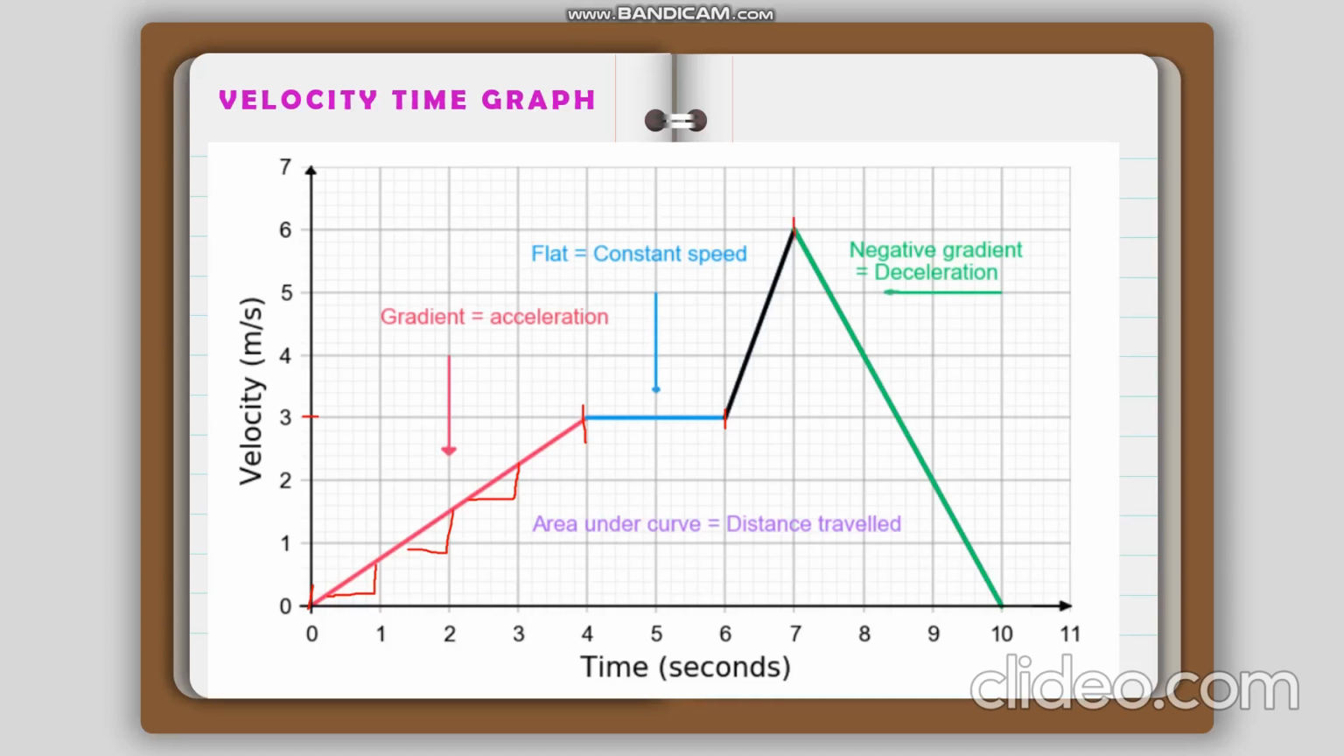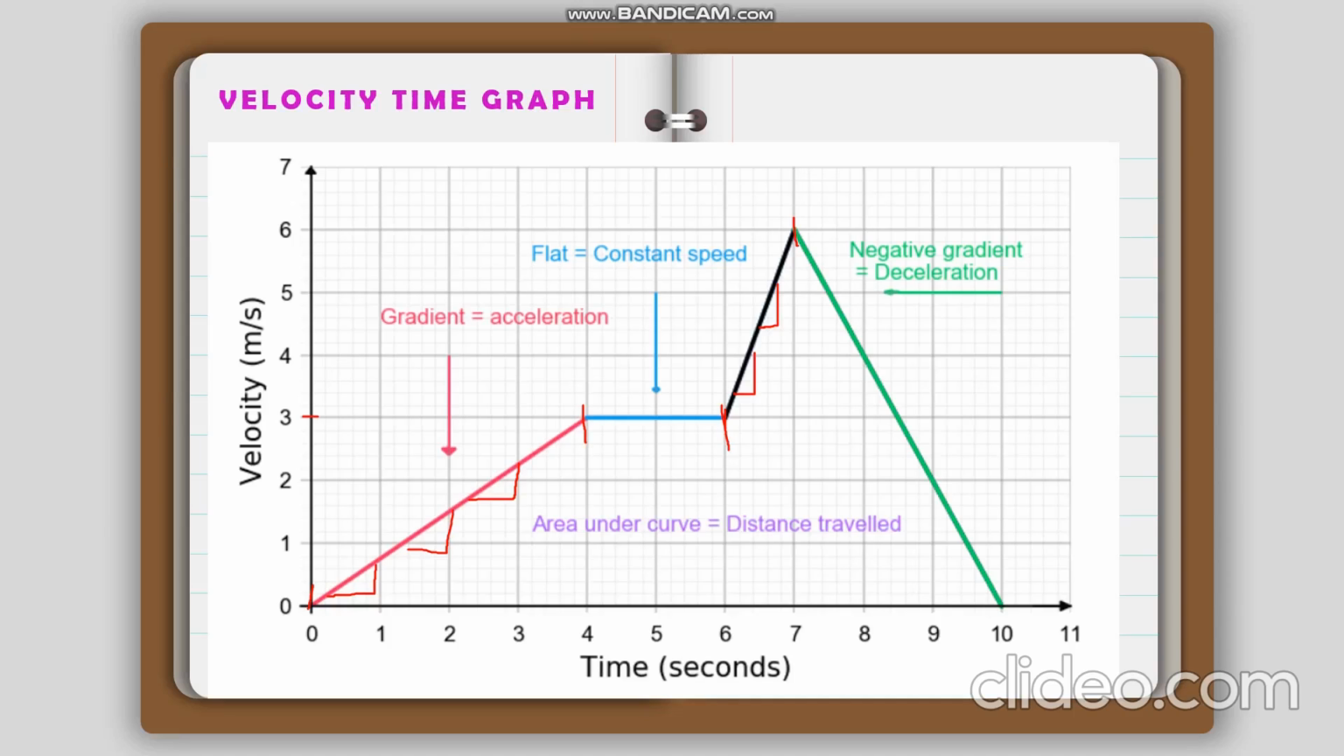And this black line shows that the object is accelerating. The acceleration of this part is greater than the acceleration of this part, because the gradient of the black line is greater than the gradient of the red line. So we can deduce that the acceleration for this black part is greater than the acceleration of the red part.